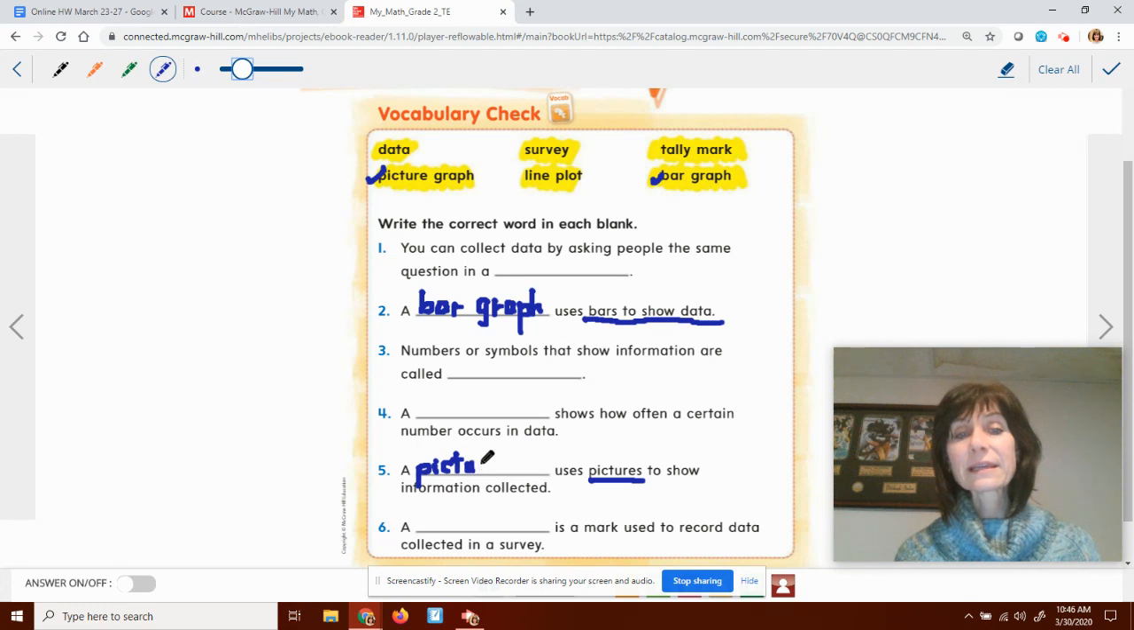Number 6. Mrs. Swin's not going to write the whole thing because it takes too long. Number 6, a blank is a mark used to record data collected in a survey. So it's a type of mark. Where do we see up here in our vocab the word mark? Bingo. If you said tally mark, you were correct. So you need to write tally mark for number 6. And I would spell that correctly because the word's right up there. And I take pride in my work. I want to make sure I spell things correctly if the word's right up there.